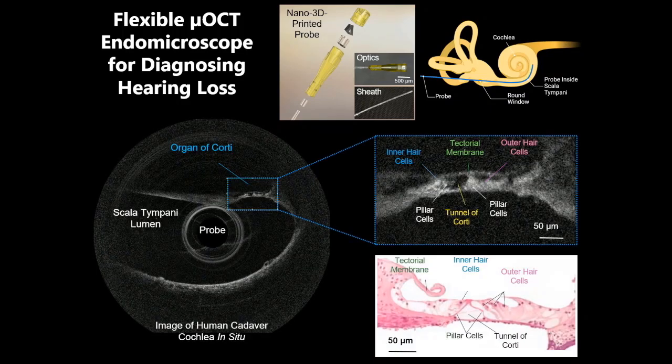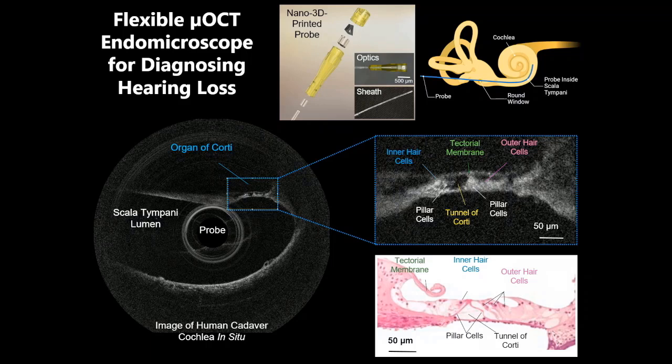And this is an image of the organ of Corti of an adult cadaver, where we can actually see those cells. We can see the hair cells, the inner hair cells, and the outer hair cells. And if you compare it to histology, it's almost a one-to-one correlate between the histology of those hair cells.